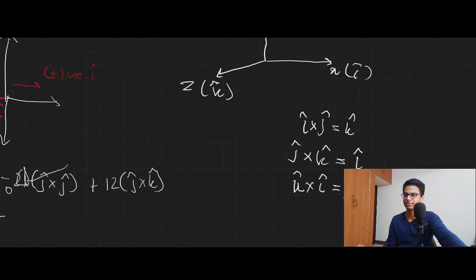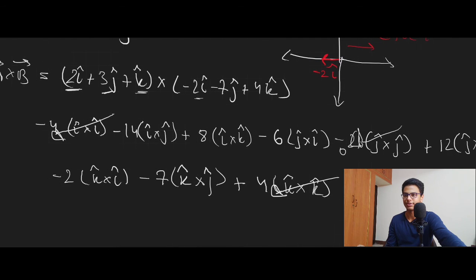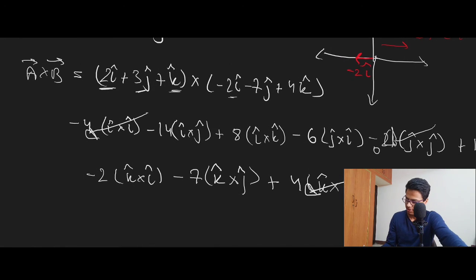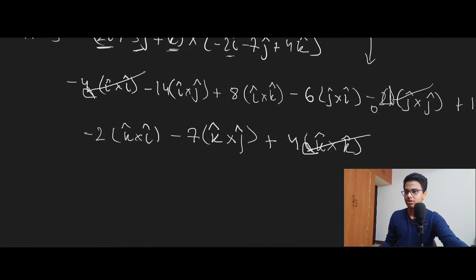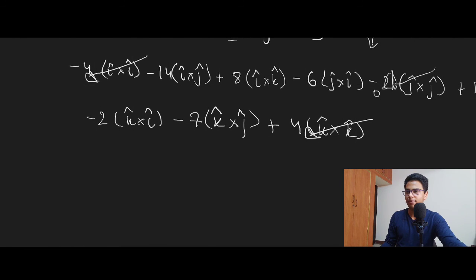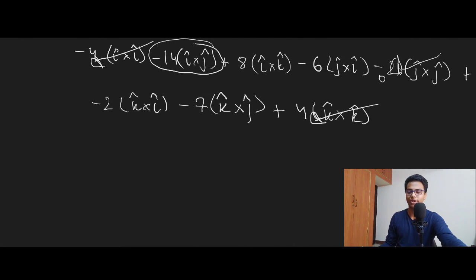So now we're just going to go ahead and substitute the same things over here, and contract. Now we can write minus 14 i cross j as what? Wait, let me just change the ink over here. So we have minus 14 i cross j. i cap cross j cap is your k cap.